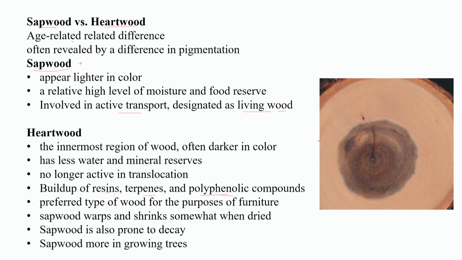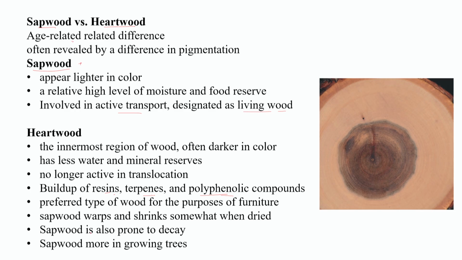In the outer tissues, it is more conductive, that's why it is lighter in color, because it does not have any depositions of tannins, which are dark in color, like polyphenolic compounds. They give that peculiar color to the heartwood. In this way you can differentiate between sapwood and heartwood.